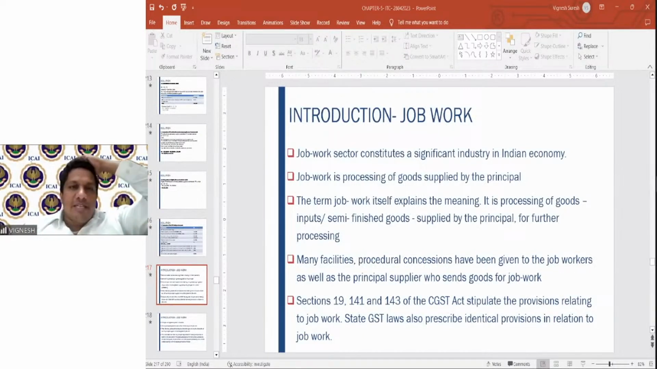Renting a cab, ITC not allowed. It is blocked under section 17 subsection 5, Kaushik. If you go to that 17 subsection 5 provision, rent a cab services provided to employees are clearly blocked.